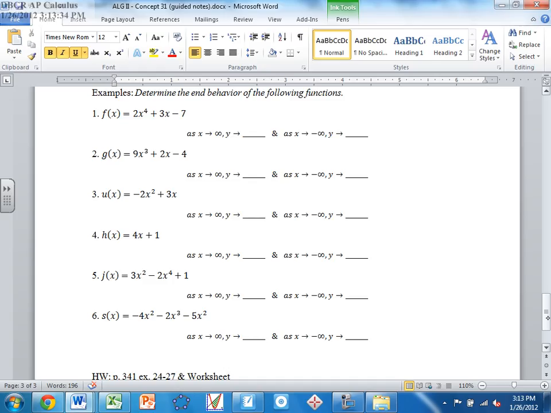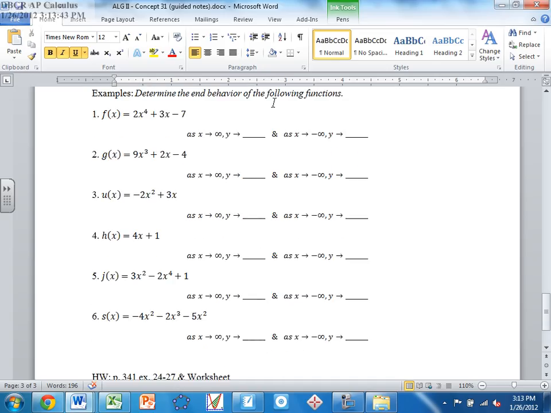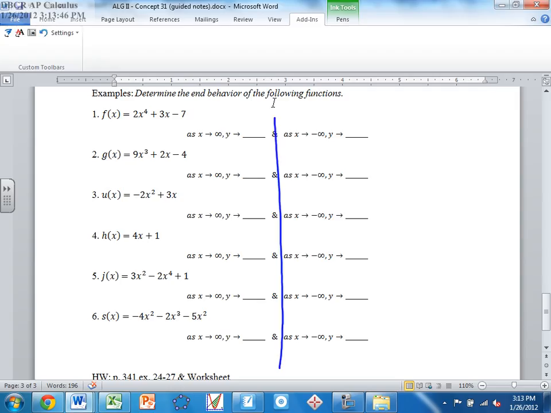So what we want to do here is fill in all of our blanks. Now, all of these parts say x goes to positive infinity. When x goes to positive infinity, we're going to the right. As x goes to negative infinity, for all these parts we're going to fill in, it means it goes to the left.